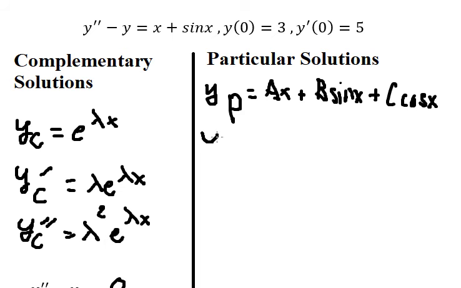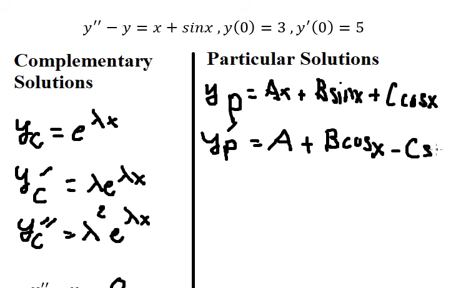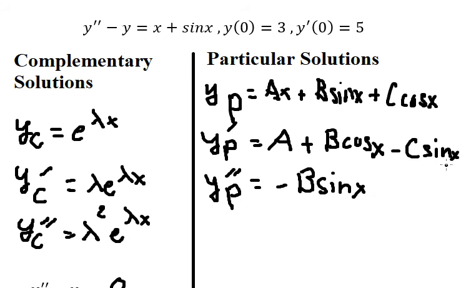Now if we do the first derivative of yb, this one we have number 1, so we have a. This one we have cosine s. This one we have negative sine s. Now if we go to the second derivative of yb, this one is the constant, so you get number 0. This one we have negative b sine s. This one is about cosine s. Now we have this one.